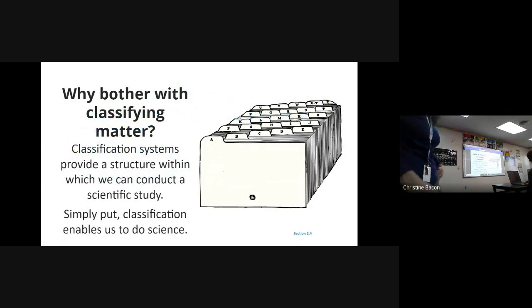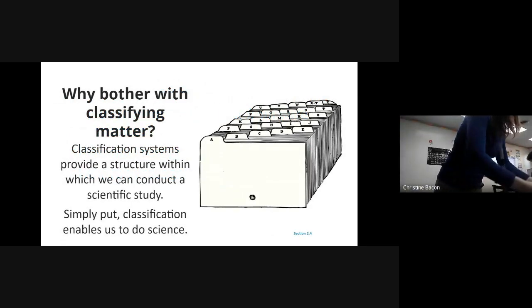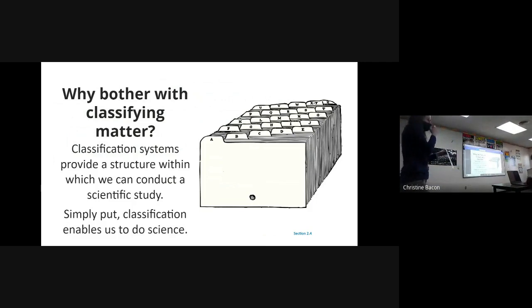So we've got 2 worksheets that we're going over today. It's going to be the one that says elements, compounds, mixtures, and then this one as well, the mixtures worksheet.